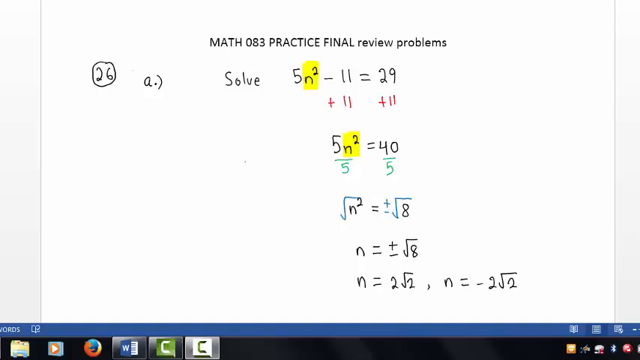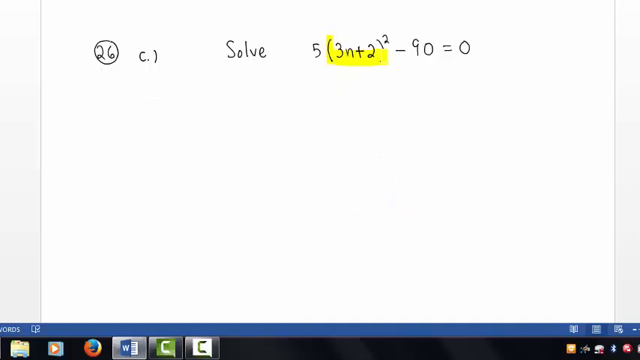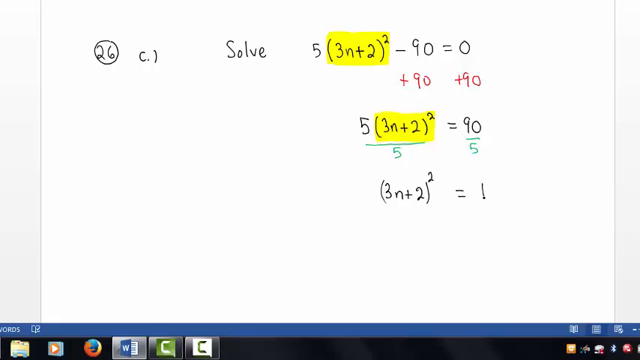Let's look at Part C now. Here in Part C, the squared quantity that we will isolate is 3n plus 2 quantity squared. First, we add 90 to both sides. We have 5 times the quantity, 3n plus 2 quantity squared equals 90. Now to isolate this squared quantity, we must divide by 5. We have 3n plus 2 quantity squared equals 18.